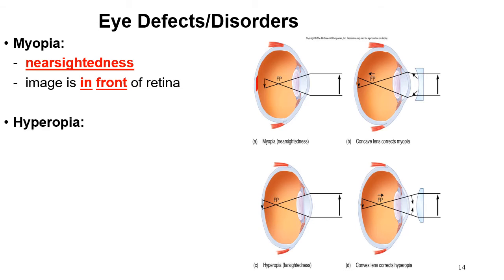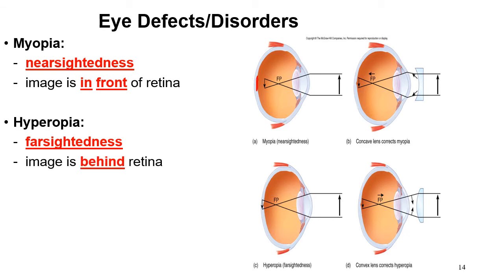Recall the word hyper means above or beyond. So in hyperopia, you are farsighted. So now you can see things in a distance, but you have difficulty reading things that are close up. Why is that? The image is behind the retina. So again, right here, we're behind the retina. We have the image not focused where we want it to be. Contacts and glasses can, again, correct for that.